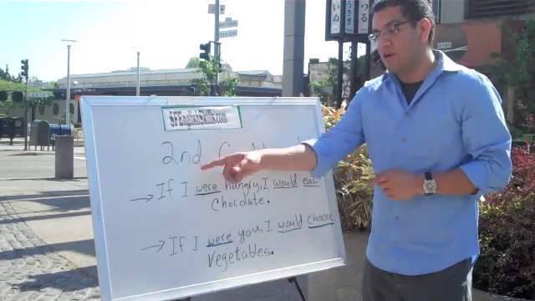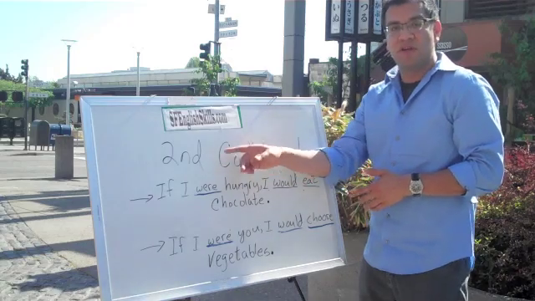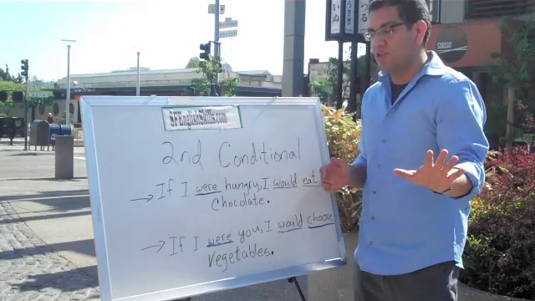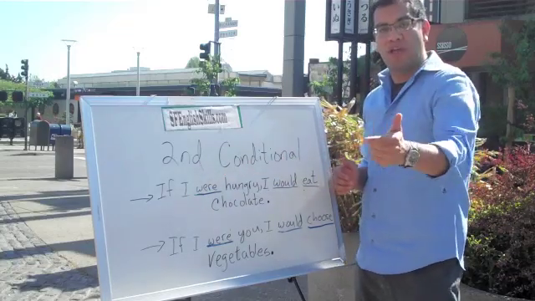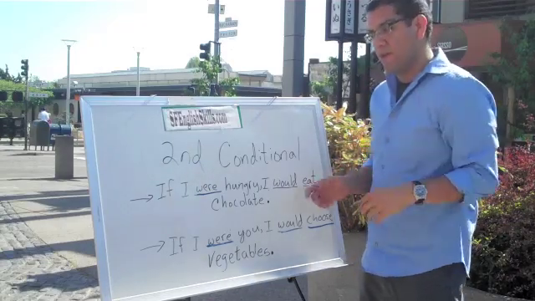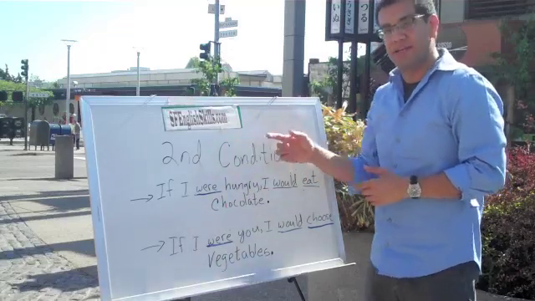And if you look here, normally we would say I was. But in the second conditional, there's a special rule that you'll always use were for all subjects. So I were, he were, she were, they were, we were, you were. Always use were when talking about the second conditional.